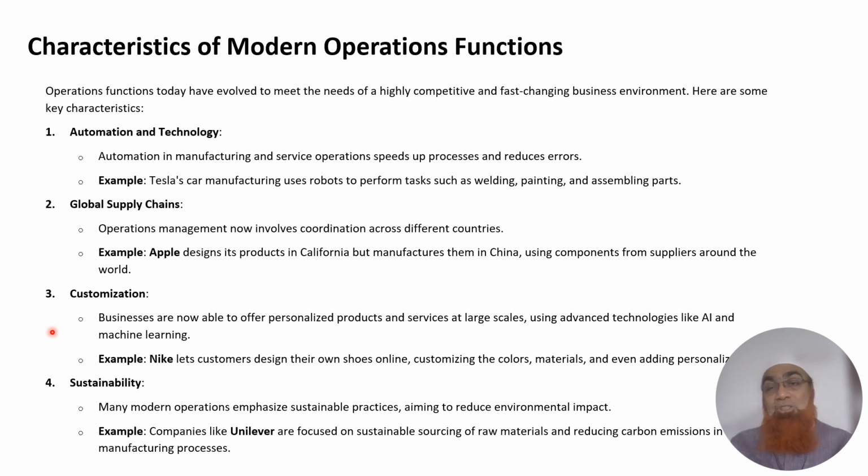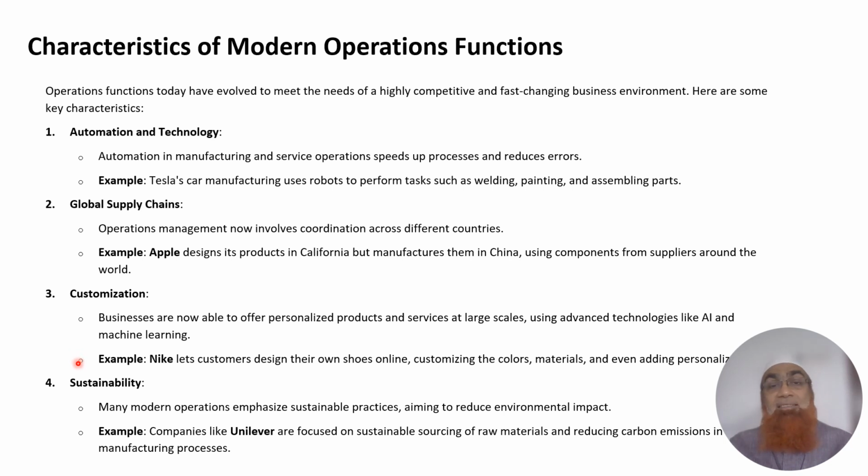Customization. Businesses are now able to offer personalized products and services at a large scale using advanced technologies like AI and machine learning. So this is the disruption in the process. Because of AI and machine learning, disruption in the industry has happened. Sometimes disruption is used in a negative way, but here it means something which was not usual, and that created an impact in overall production.